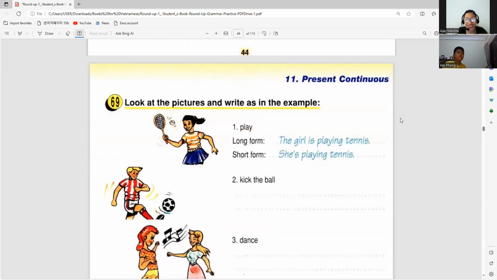Okay, so this time, Phong, let's have another activity, this one. Can you read "present continuous"? Follow teacher. Present continuous. Okay, so activity. Look at this one, Phong, and read the instruction. Look at the pictures.